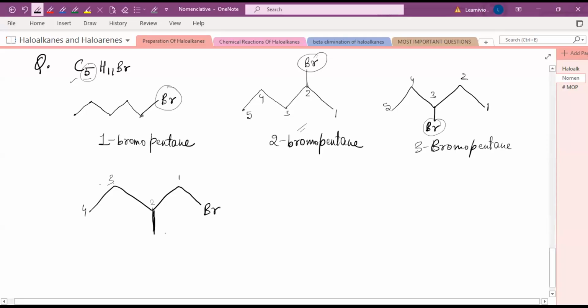So just try to name this. On the second position, it's a methyl group, and on the first position, it's a bromine group. When you write in alphabetical order, first bromine comes. So one bromo, three methyl, right? It's one, two. It's two methyl, sorry. It's two methyl, just correct it. One bromo, two methyl, and there are 4 carbons. Got it? Do the second one. Next one.